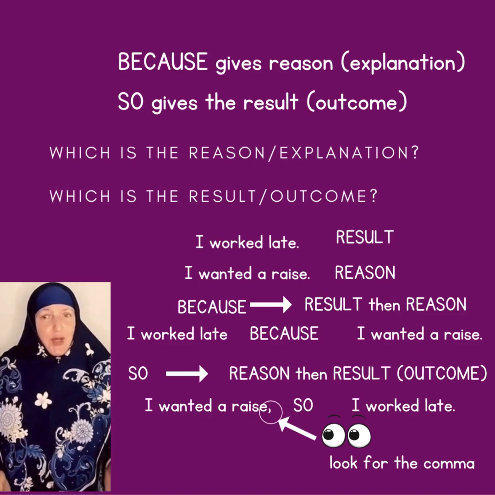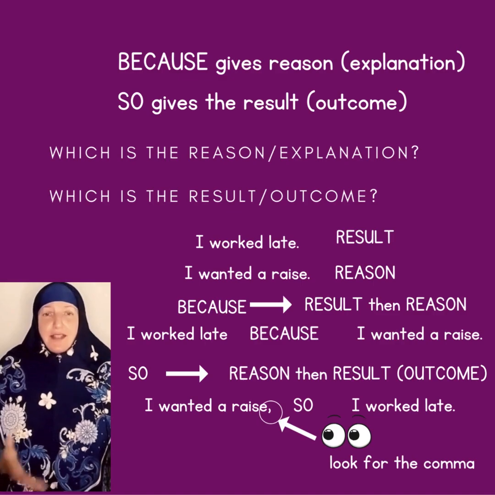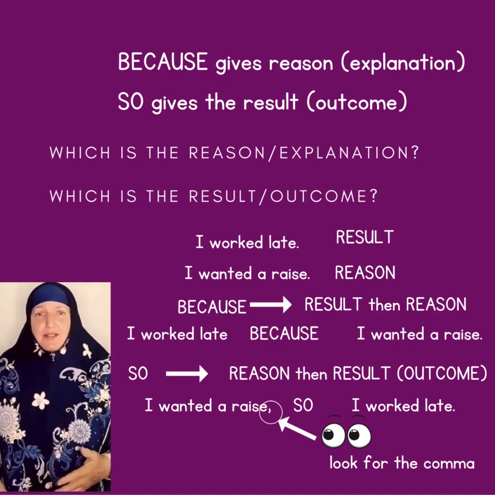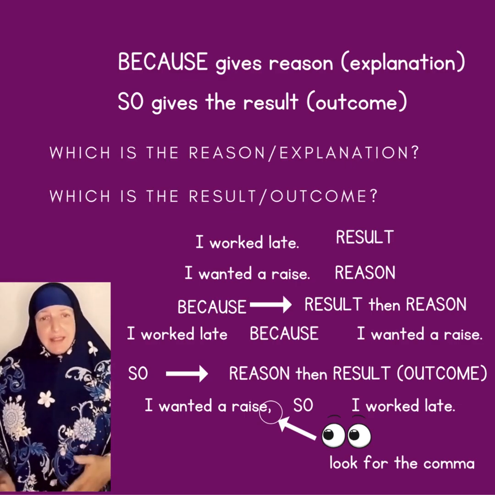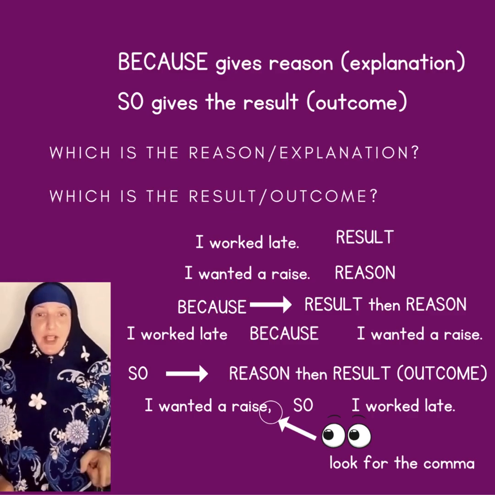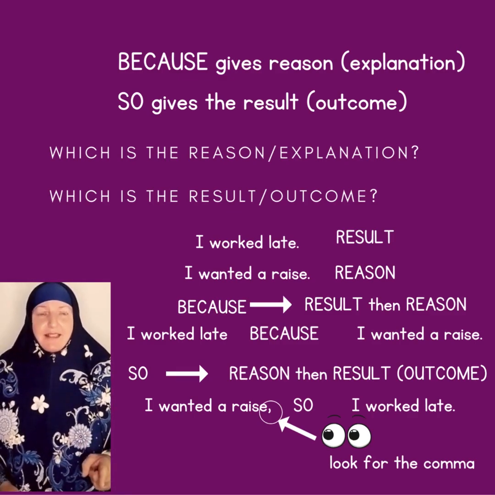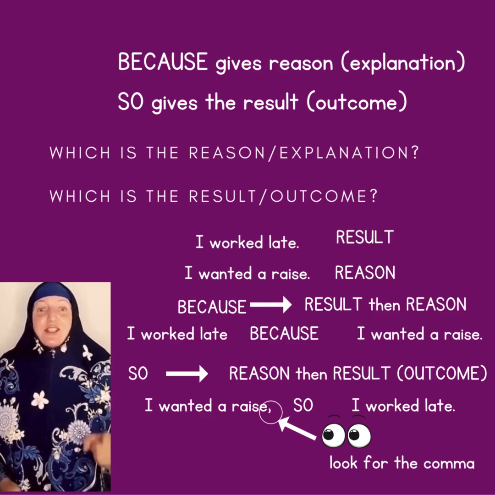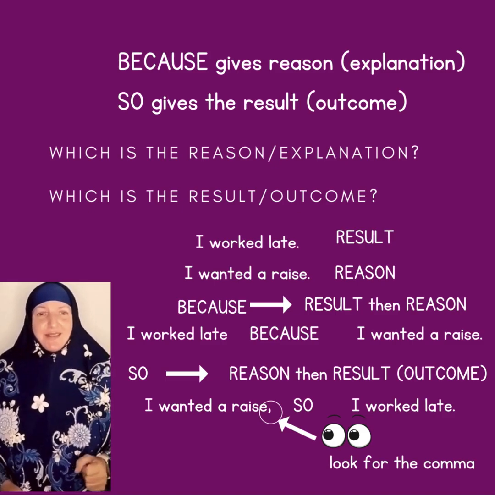When we use so, the result comes after so. The reason comes first, then the result. I wanted a raise, so I worked late. Notice that there is a comma before so. There is no comma before because. In written text, this is a strong hint for which conjunction to use.